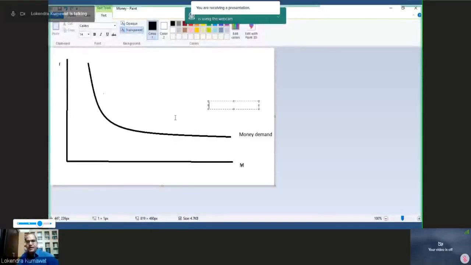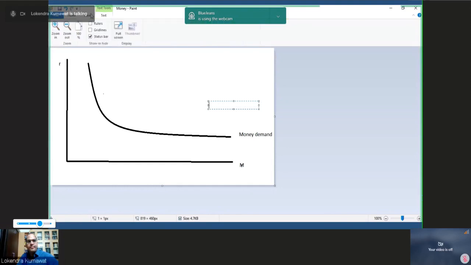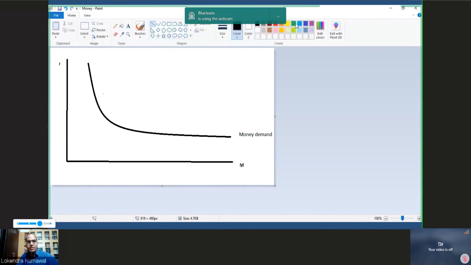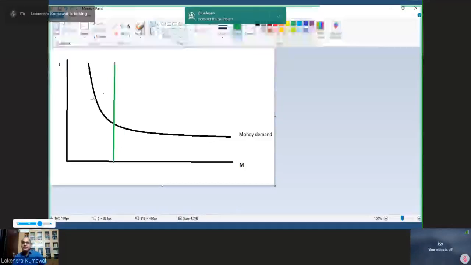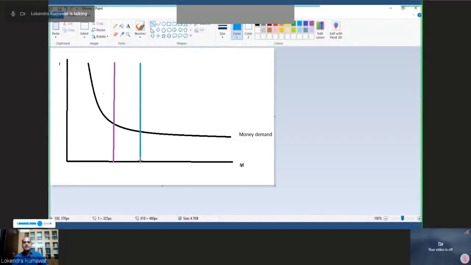We have discussed this money demand, and then let me introduce money supply here. This is money supply. Okay, we have drawn it vertical. You can note as the money supply rises, interest rate declines. Okay, if the money supply rises to this curve, you can see the interest rate has declined. Okay, so as money supply rises, interest rate declines.